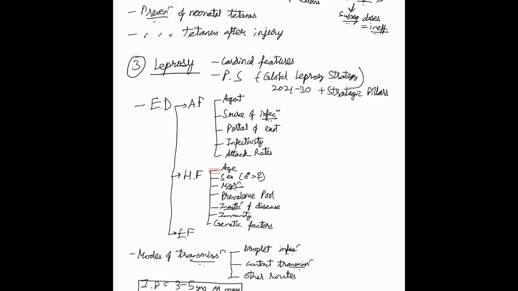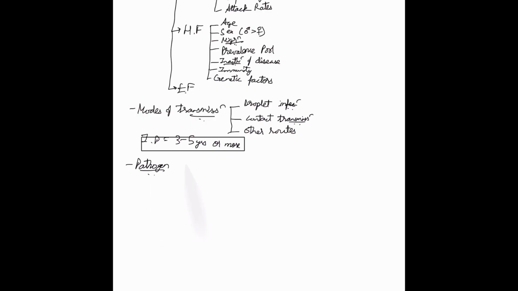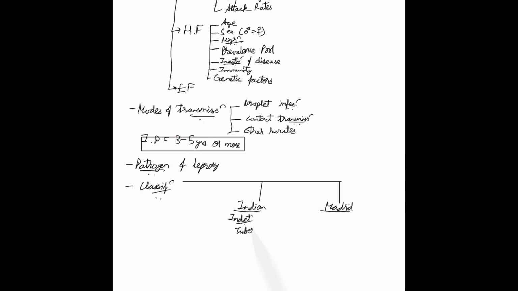Then the incubation period is 3 to 5 years, or it can be even more than that. And we should also know the pathogenesis of leprosy. And based on that, there are a few classifications we need to know. So there's an Indian classification that divides it into 5 stages: indeterminate, tuberculoid, borderline, lepromatous, and pure neuritic leprosy.